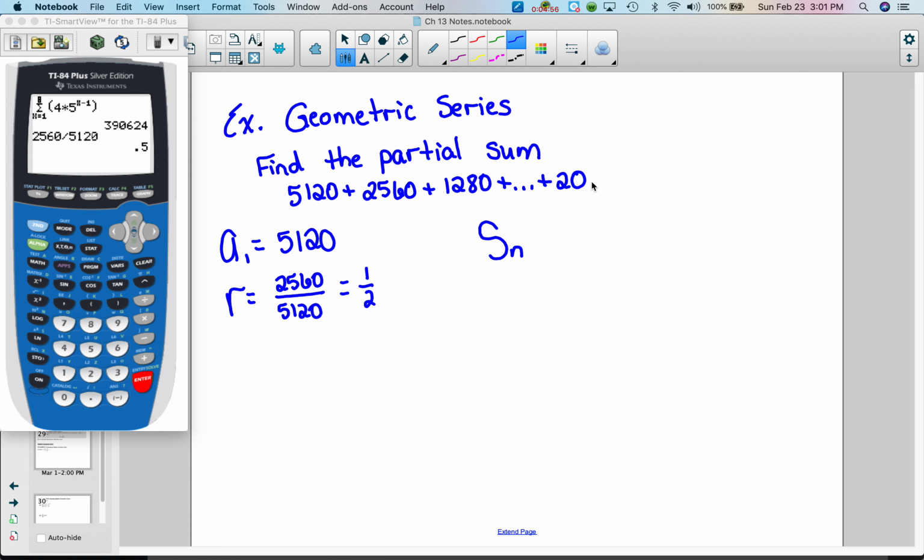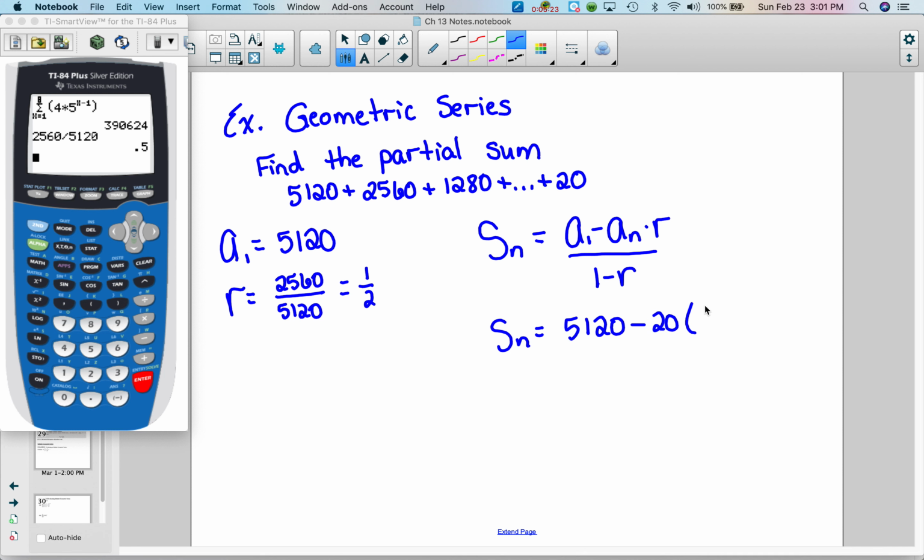So we have S sub n equals (a sub 1 minus a sub n times r) over (1 minus r). Using this, we're trying to find S sub n. I know a sub 1 is 5,120, I know a sub n is 20, and we know r, and we know 1 minus r.